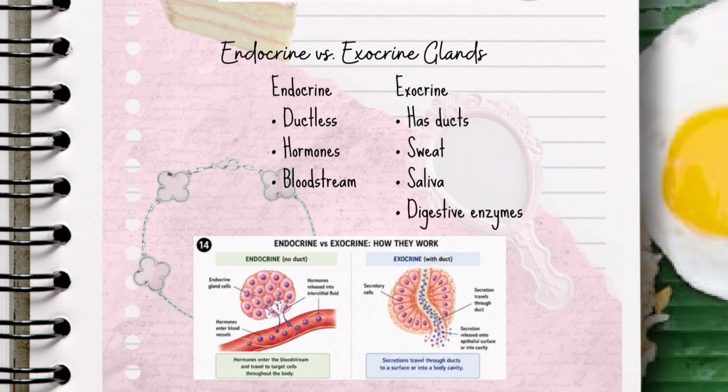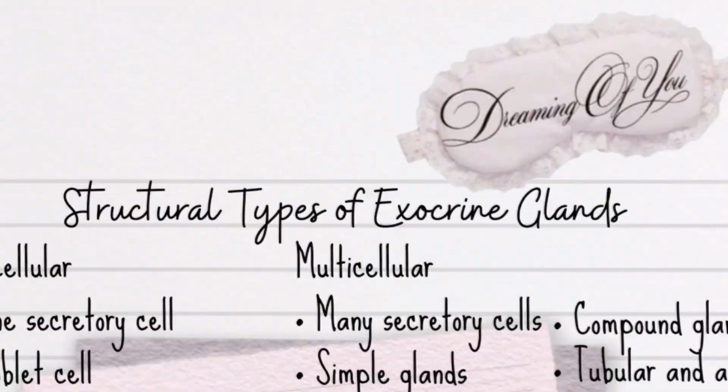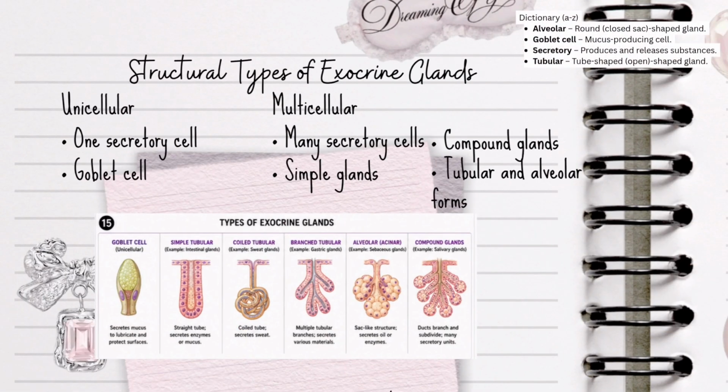Exocrine glands also differ in how they're built. Not all exocrine glands have the same structure. Some are made of just one secretory cell, while others consist of complex branching systems. The simplest type is the unicellular exocrine gland, represented by the goblet cell. Even though it's only one cell, it produces large amounts of mucus that lubricate and protect epithelial surfaces.